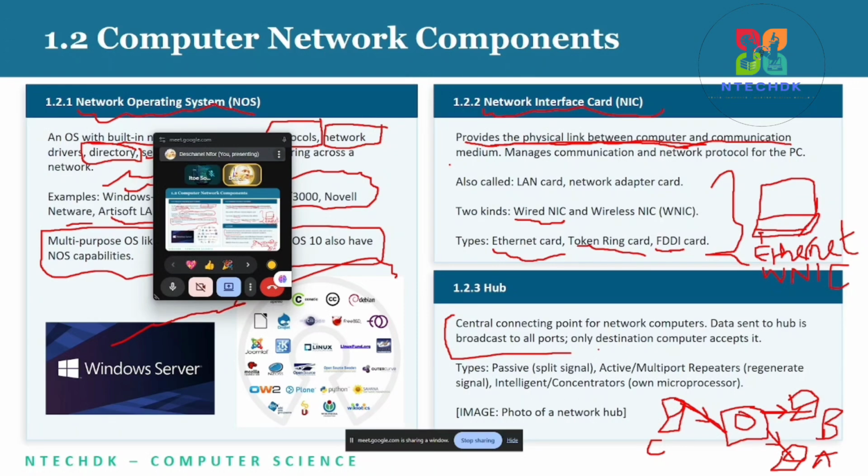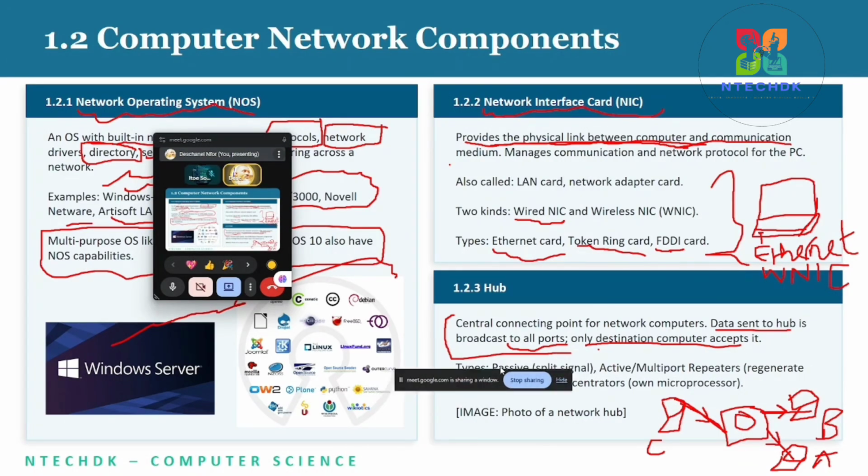So only the destination computer accesses. So data sent to a hub is broadcast to what? To all ports, right? Broadcast to all ports except the one that received it. So that's basically how the hub works. Yes, so you should know what a hub is and how it works.